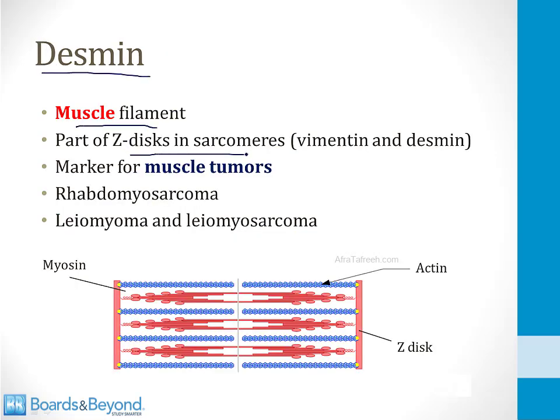I mentioned desmin before, but it is a muscle filament. It is part of the Z discs and sarcomeres, just like vimentin, and therefore it's a very useful marker for muscle tumors. You can find desmin in rhabdomyosarcomas, in leiomyomas, and leiomyosarcomas. All of these are muscle tumors, and therefore they all contain desmin.